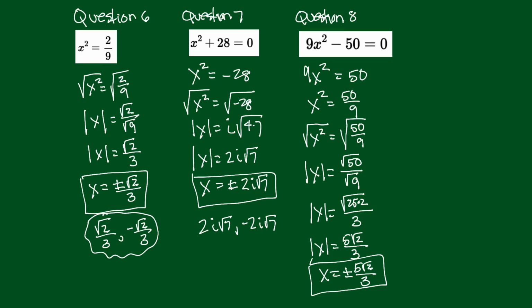But to write it in the homework, you're probably going to have to write it like this. 5 square roots of 2 over 3, and then negative 5 square roots of 2 over 3.